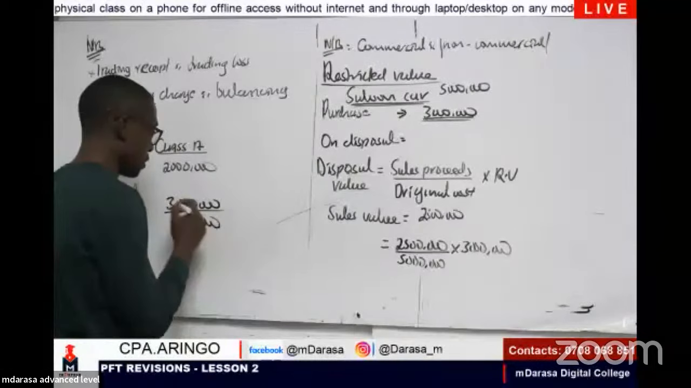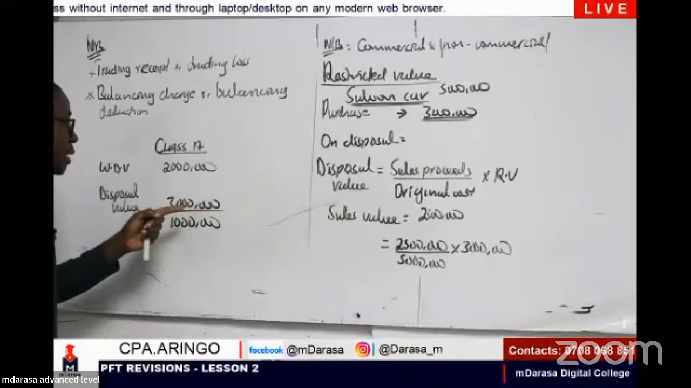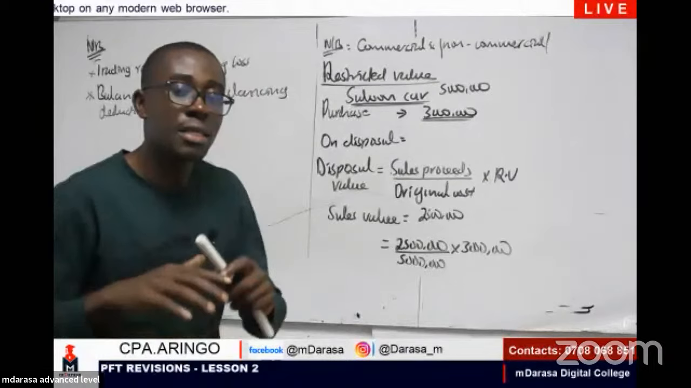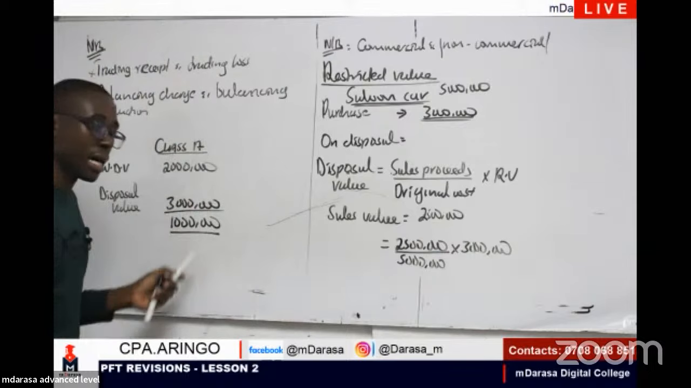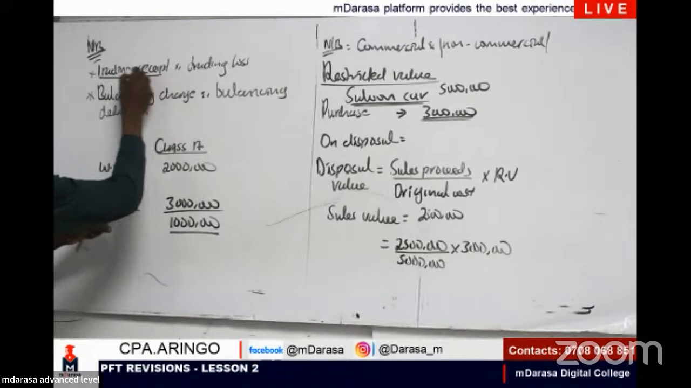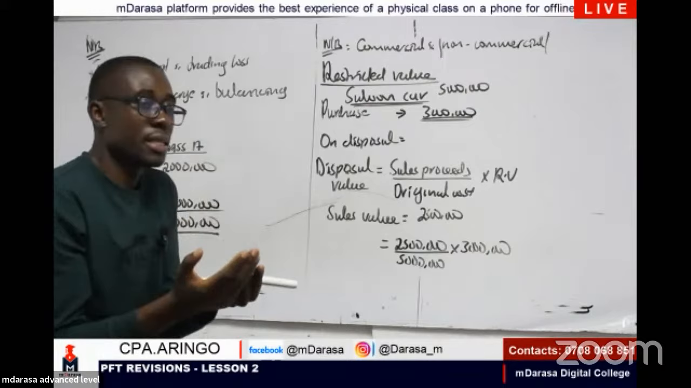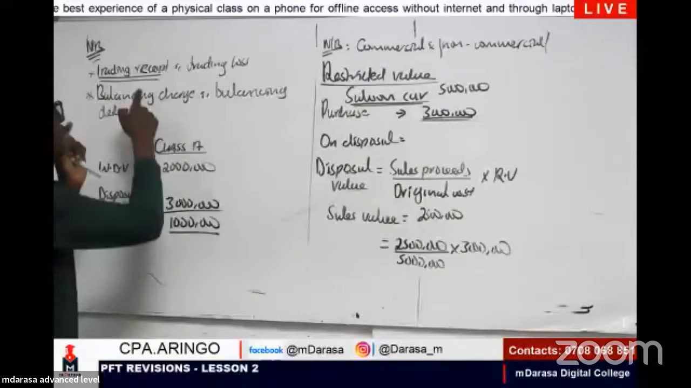That is very good. So we agree that in this scenario, I am disposing all the assets in this class A, and I'm making a profit of 1 million. If our business is ongoing, I'm disposing all these assets and the business is still in operation. Bado tunaendelea kuoperate. In this sense, I'm going to have what you're referring to as trading receipt. Get this concept well.